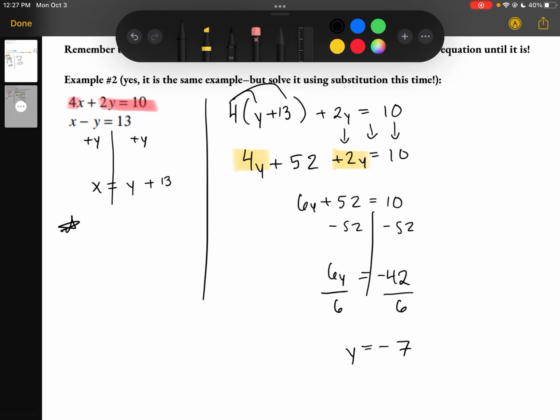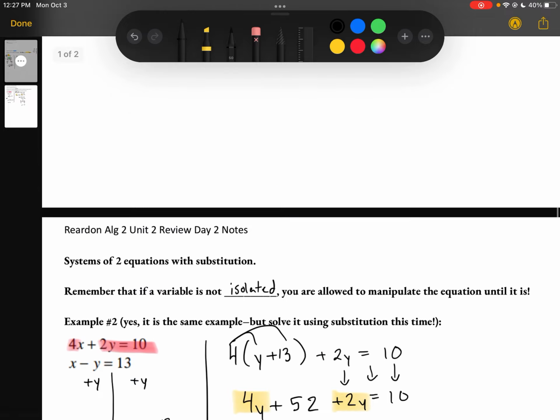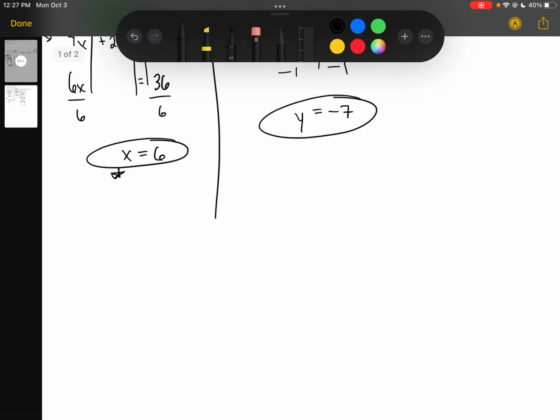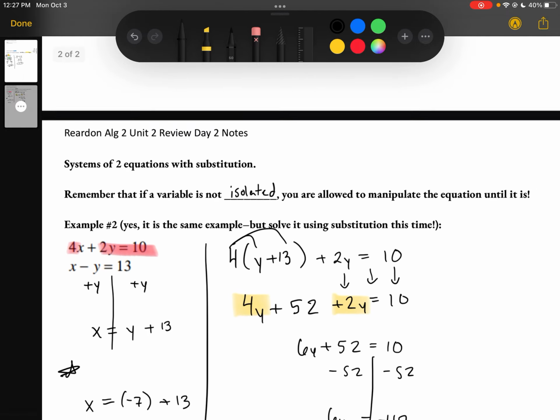So one of the convenient things about having x by itself already is that a lot less solving. All we have to do is just plug in one term, and we're good to go. So again, we know what y is, negative 7. So x here, negative 7 and positive 13 is just 6. So there it is. We have two different ways of solving the same equation. We had 6 and negative 7 here, and we had 6 and negative 7 there. So they both work, same equation.